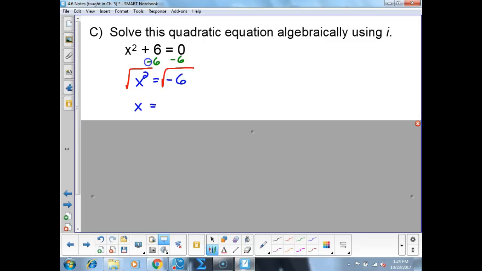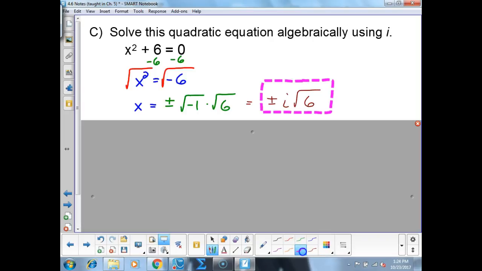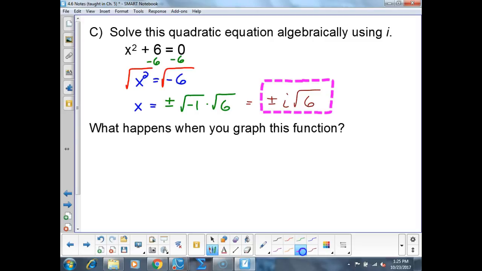But how many answers do I need for this problem? Plus or minus, because we're square rooting and we're solving, we're going to go plus or minus here, negative 1 times the square root of 6. So then that becomes plus or minus i times the square root of 6, as my two zeros, my solutions, my roots, my answers, if you will. Okay? So what does this mean?